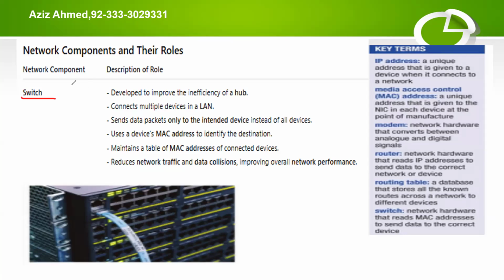Now switch. This is the advanced version of hub. The purpose of hub and switch is the same, but switch is more efficient. It was developed to improve the inefficiency of hub, because hub transmits data to every device. It connects multiple devices in a LAN, so it makes a LAN. It sends data packets only to the intended device instead of all devices. It uses a device's MAC address to identify the destination.